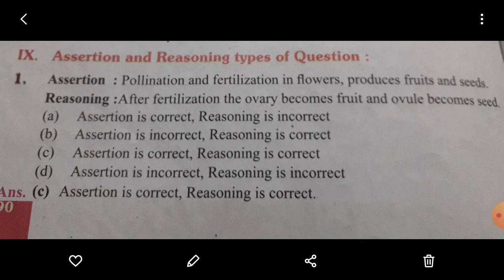Okay, children. See the Roman letter 9. Take your science book. Assertion and reasoning type of questions. See the first question, children. Assertion is given: pollination and fertilization in flowers produces fruits and seeds. Reason: after fertilization, ovary becomes fruit and ovule becomes seed. So the correct answer is option C. Assertion is correct, reason is correct. Is this clear to you?